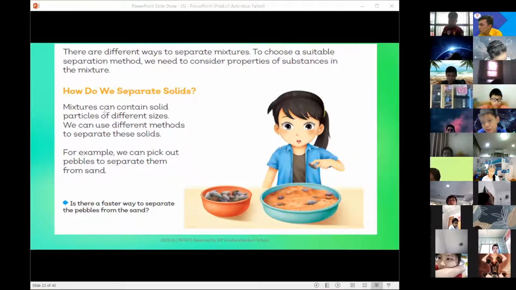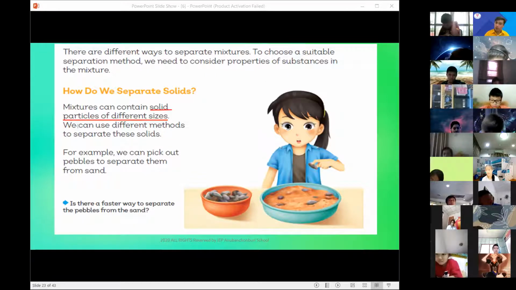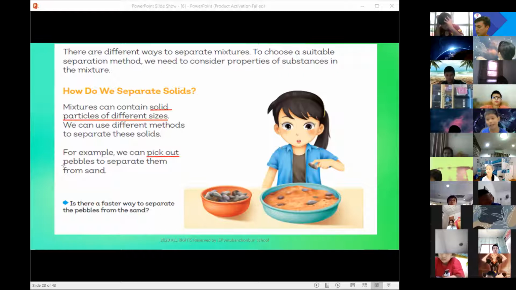Solid particles of different sizes. We can separate solid particles of different sizes using the following methods. The first one is picking out. You can highlight this one while I am highlighting them as well.